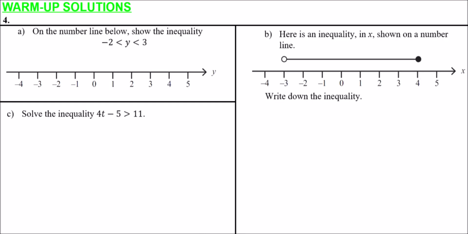And finally, for question 4, we've got 3 different parts here, A, B and C. So on the number line below, show the inequality -2 < y < 3. So all these here don't include equal to y. So -2 and 3, we put hollow circles above these.